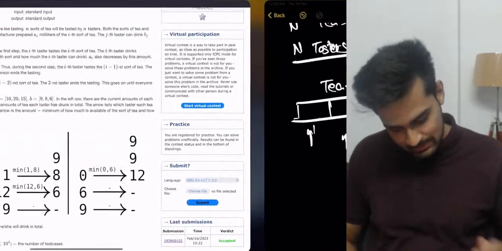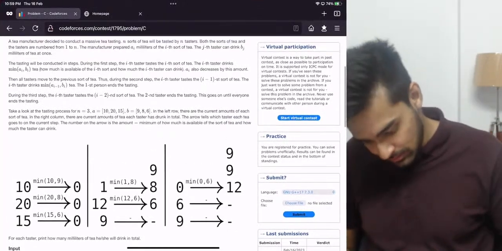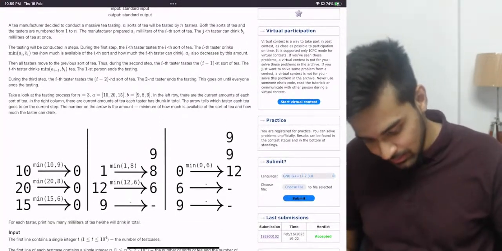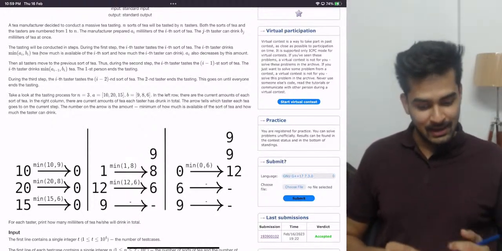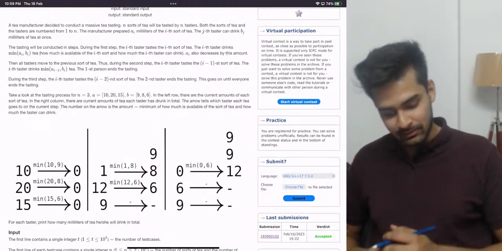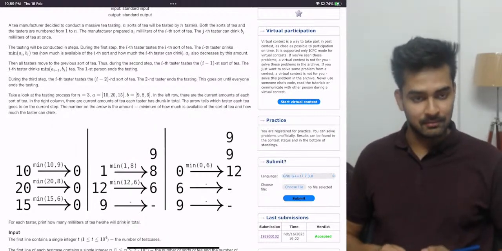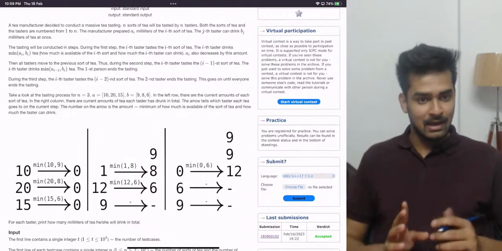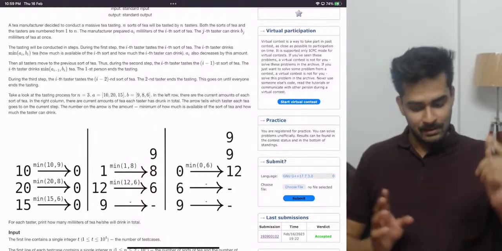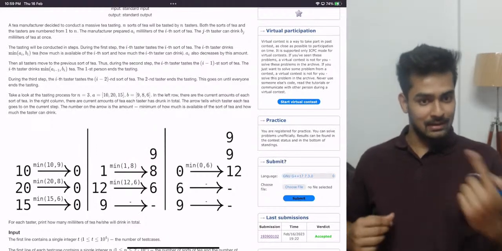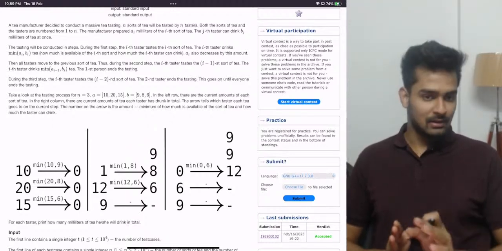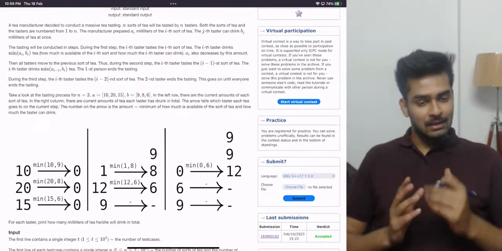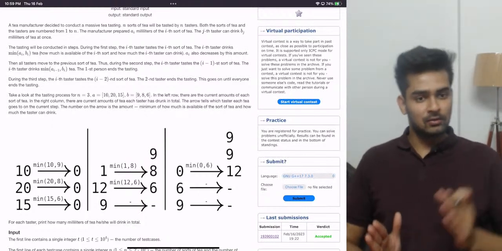Okay, let's get back to the equation. During the third step, and so on, all tasters move through the previous sort of tea. Thus, during the second step, the ith taster tastes the i minus 1 sort of tea. The ith taster drinks minimum of A[i-1], B[i]. Basically, the ith tea had A[i] quantities. Now the ith taster can only drink B[i] liters of tea. Whichever is minimum, that much will be taken by the ith taster, and the remaining will be left there for the next person to come in.